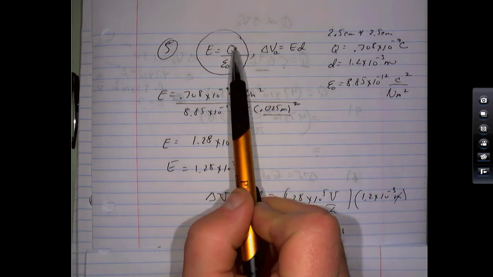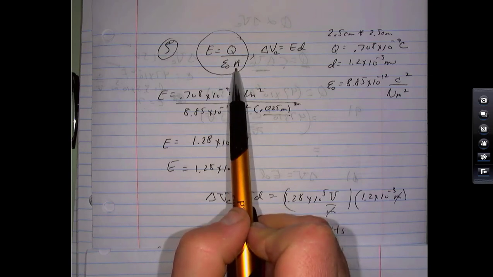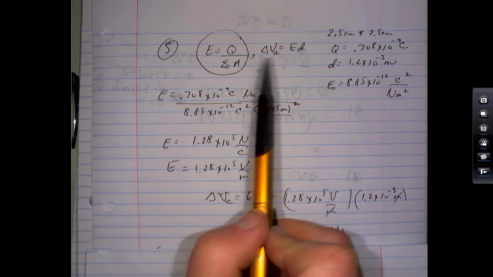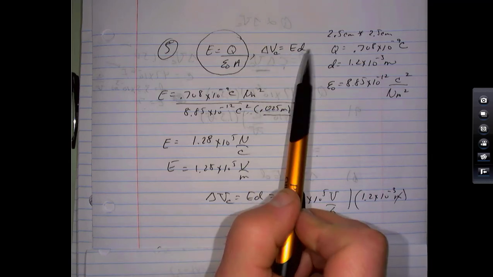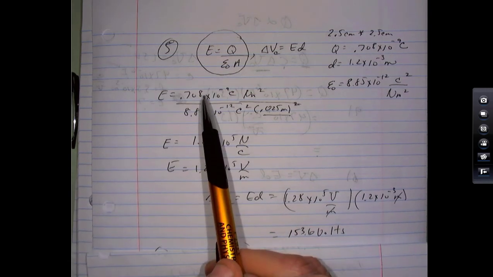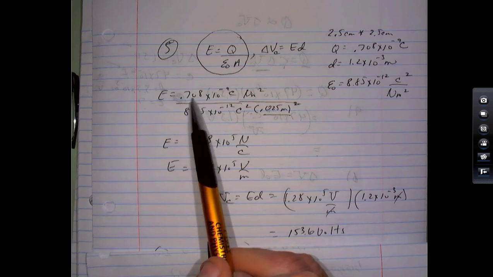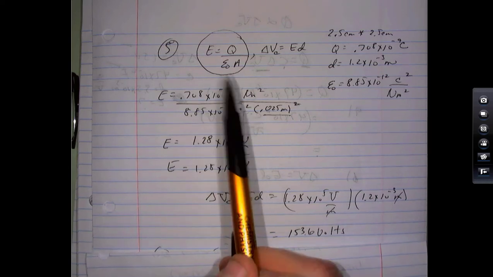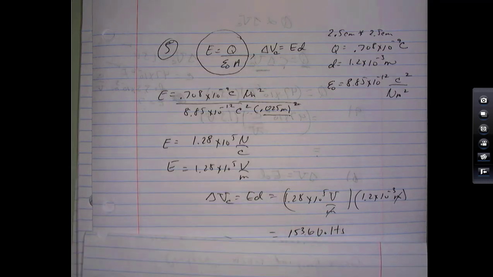So this goes back to the previous chapter. The electric field strength is the charge divided by epsilon naught times A. Okay, so we can do that. We did that in the previous chapter. Then to get the voltage across the capacitor, it's E times D. Okay? So electric field strength then is the charge. It's just the charge, the magnitude of the charge on one of the plates. So 0.708 times 10 to the minus ninth coulombs.